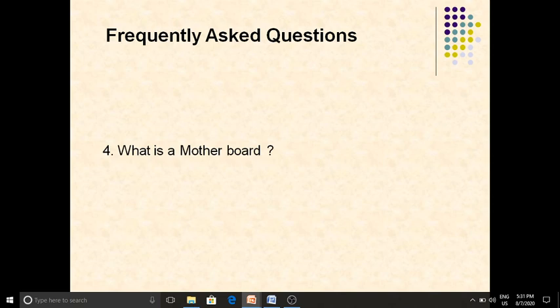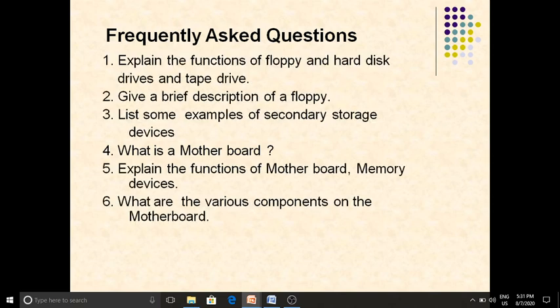Okay, students. Now, the next slide is displaying the questions of previous end exams. These are the questions which we have seen in the previous end examinations. Expected questions in end exams are: first, explain the functions of floppy and hard disk drive and tape drive. Give a brief description of a floppy. Second question. Third question, list some examples of secondary storage devices. Fourth question, what is a motherboard?